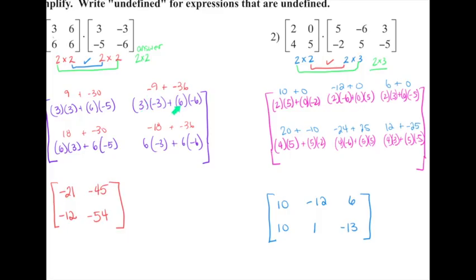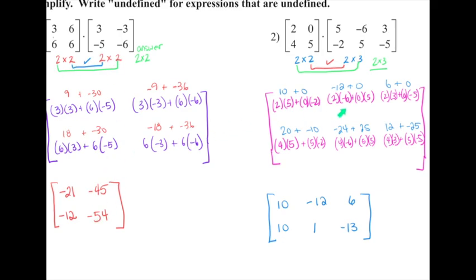3 times negative 3 is 9. 6 and negative 6, negative 36. Add those, negative 45. 6 and 3 is 18. 6 and negative 5 is negative 30. Add them, negative 12. Negative 18, negative 36, negative 54. Okay? So I checked, can I do it? Yes. My answer is a 2 by 2.